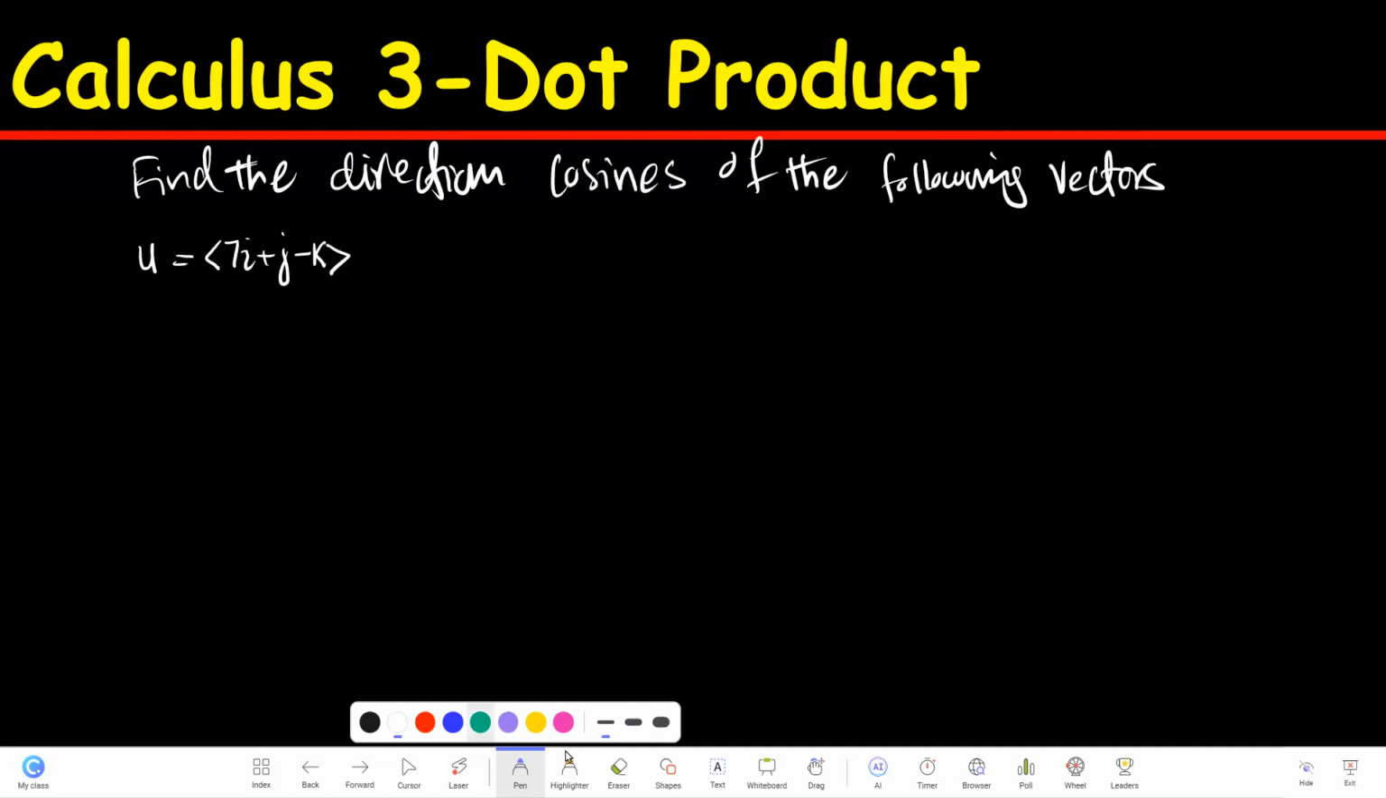We can eliminate those parentheses. We can write like this. And if I'm writing inside the parentheses, I should keep in mind that I should not be using the plus sign. So 7i, j, minus k. A little recap: we just put the arrows and commas so we can separate those entities.